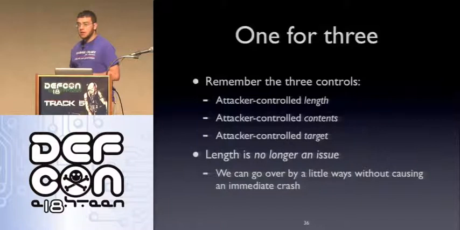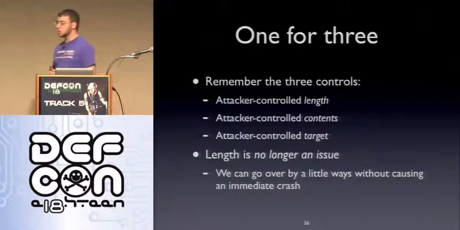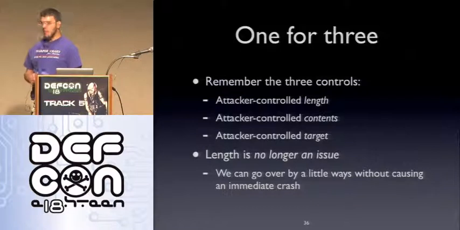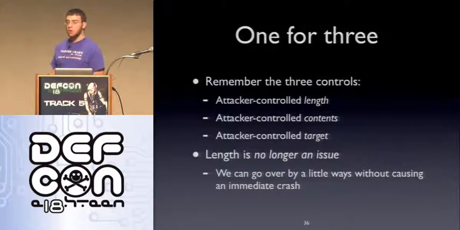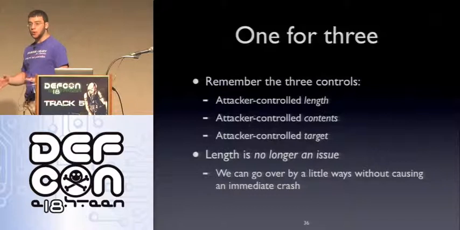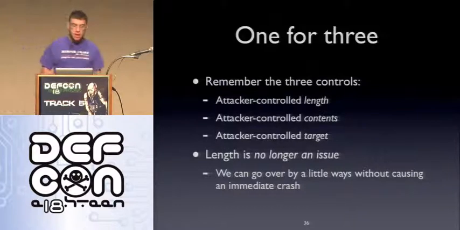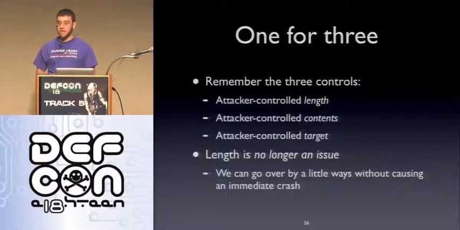Let's get back to why we're doing this. What are the three controls that we're going for? We're going for length. We're going for contents, attacker-controlled contents. We're going for an attacker-controlled target. The length is not an issue anymore. We still don't have control over the length, but we found some place that it doesn't matter. We can go over by a little bit. We can't go over into many, many struct files, but if we open the number of sockets very carefully, we can go over by a little ways without causing the system to blow up and die immediately.